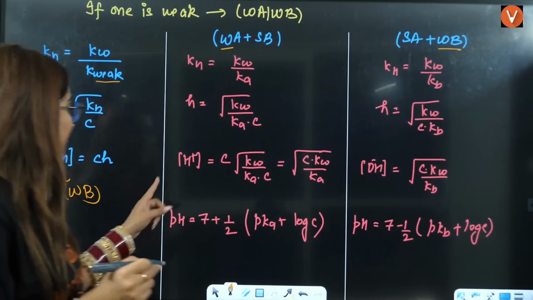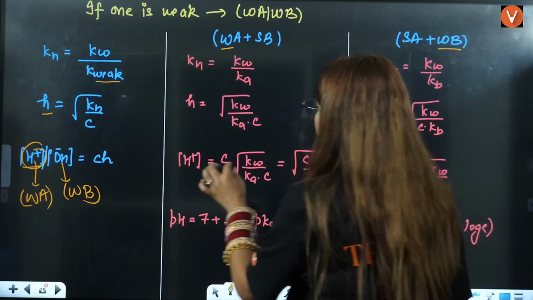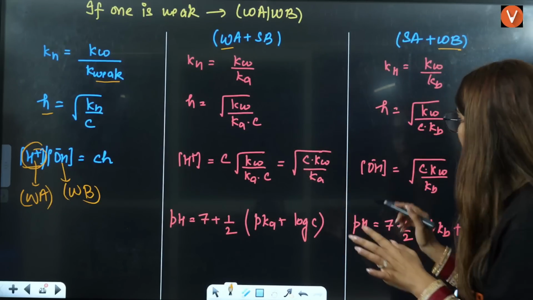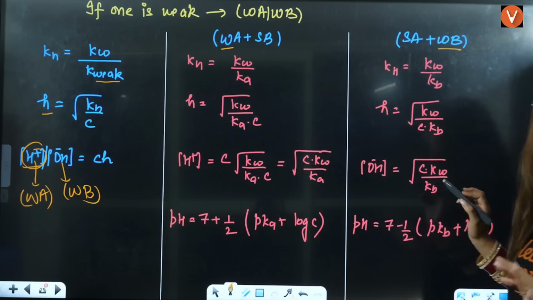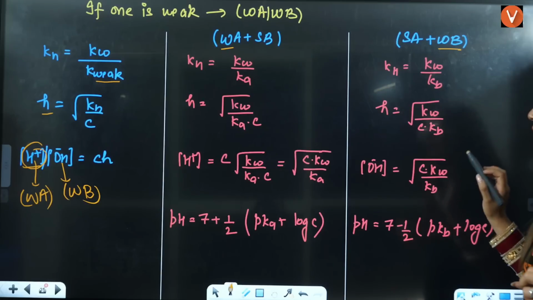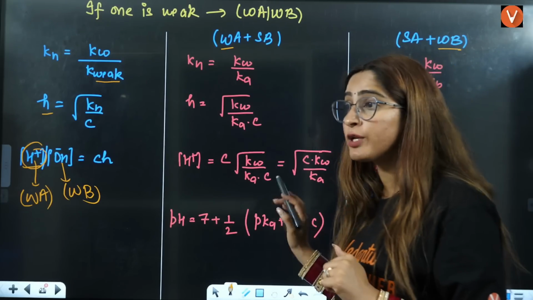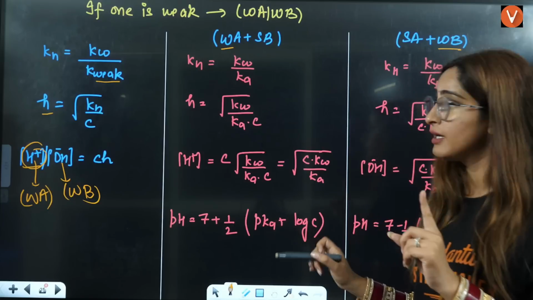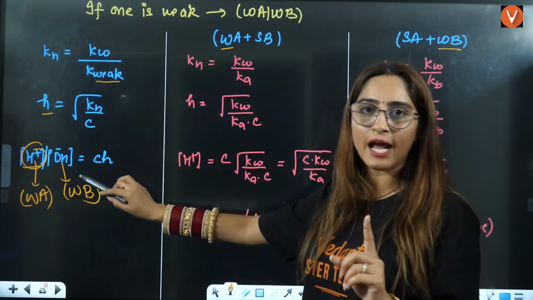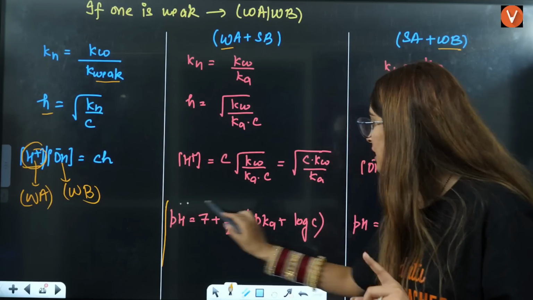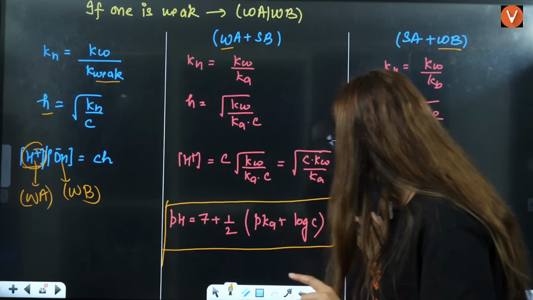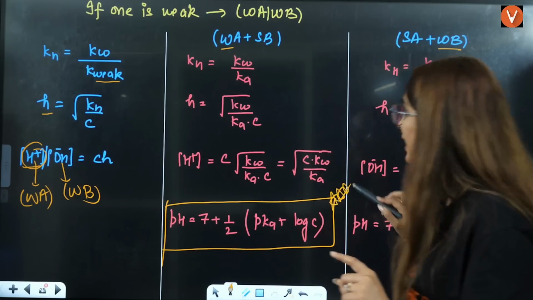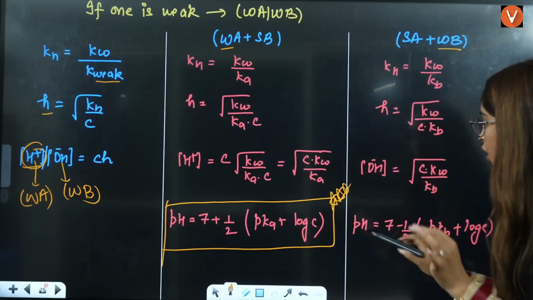For weak acid, H positive concentration is √(C·Ka). This is the formula that you will get. But ma'am, do I need to remember all of this? In the end, this is the trick that I have told you. If you can remember, directly remember this formula for pH of weak acid and strong base.